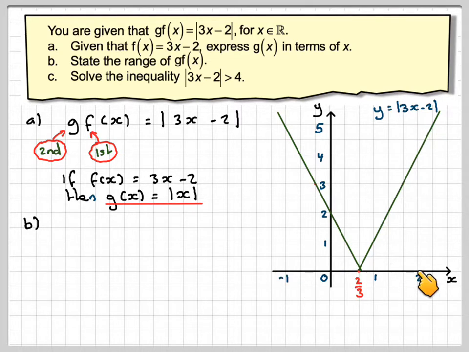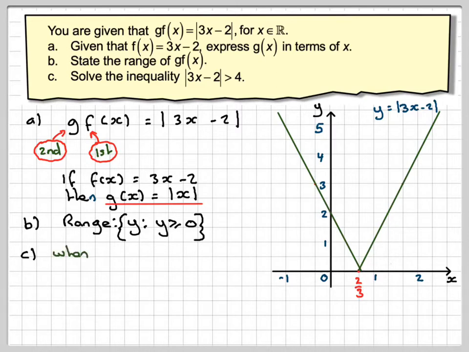We get the graph of the absolute value of 3x minus 2. Now we can see that all the values of y are always greater than or equal to 0. So the range will be y such that y is greater than or equal to 0. You must put the equal sign in because it can be equal to 0.